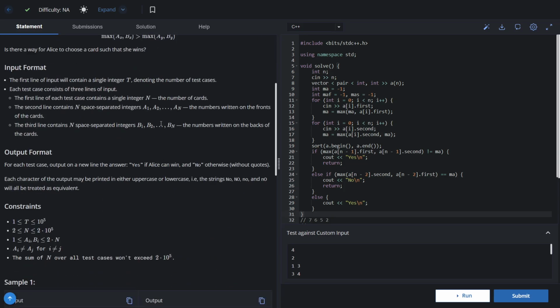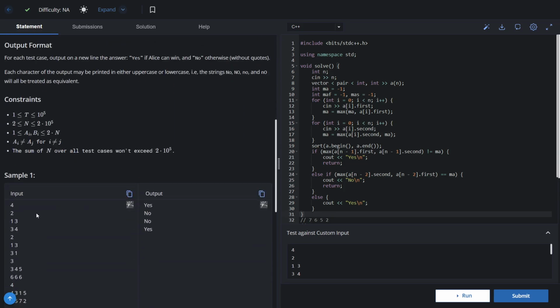So we need to tell, for t test cases, we are given n, the number of cards, and two arrays, front and back, and we have to tell whether Alice can win or not. One thing very important here is that Bob will choose the available highest card.